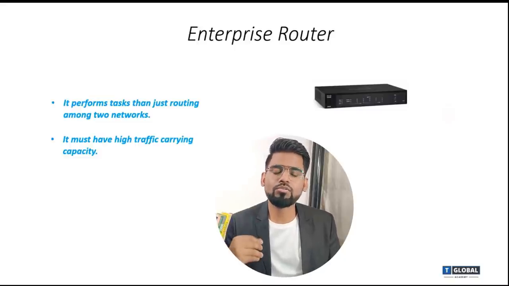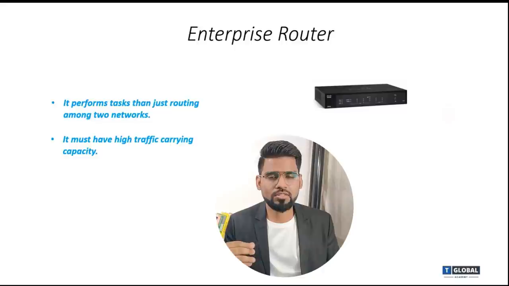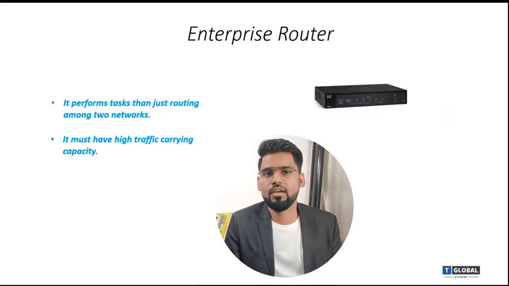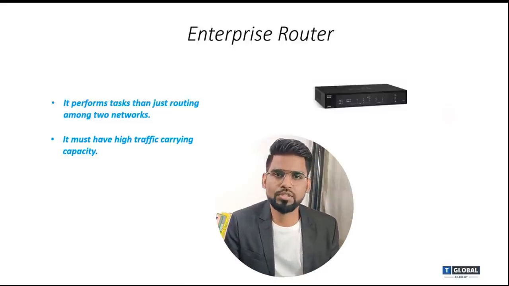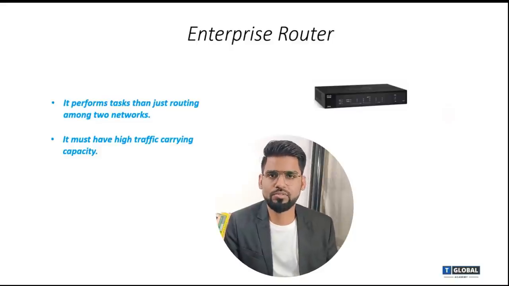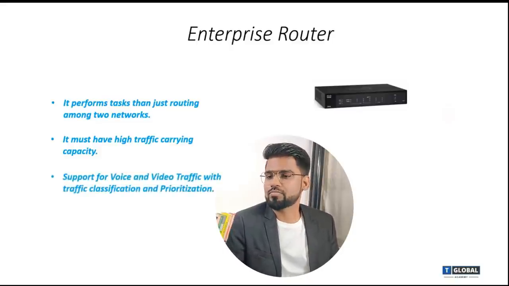And that's why the router has to be built in such a way for an enterprise network that it can support the voice and the video traffic. That's why we need features like QoS, DSCP marking, IP precedence features and everything, right? So that's what it is.